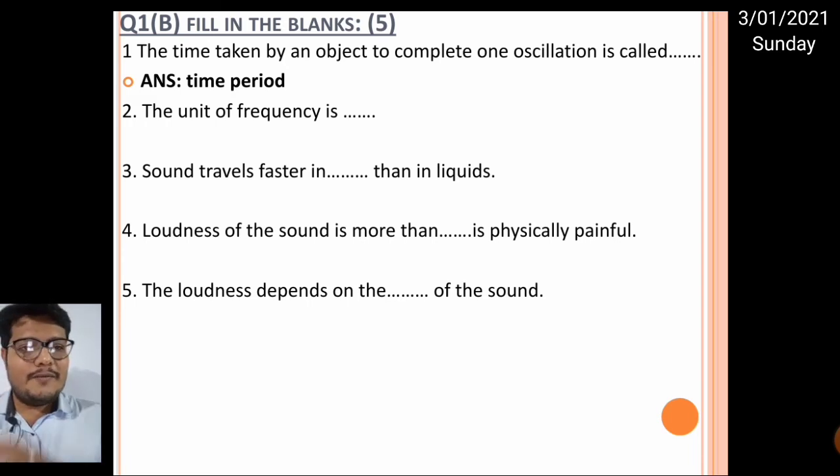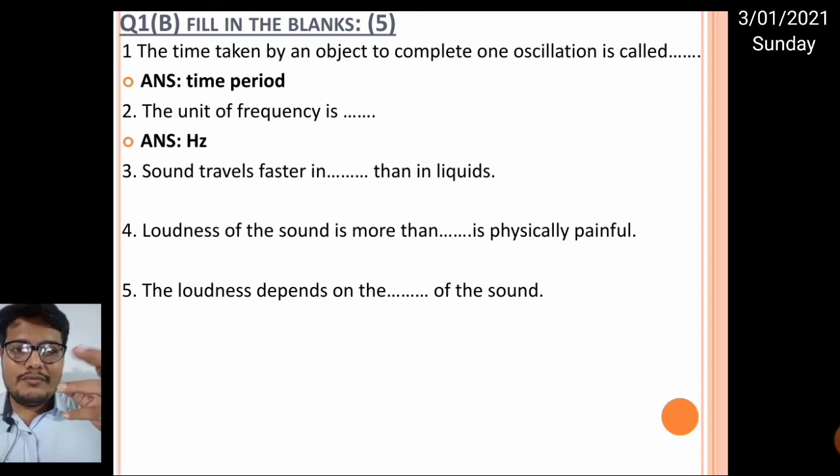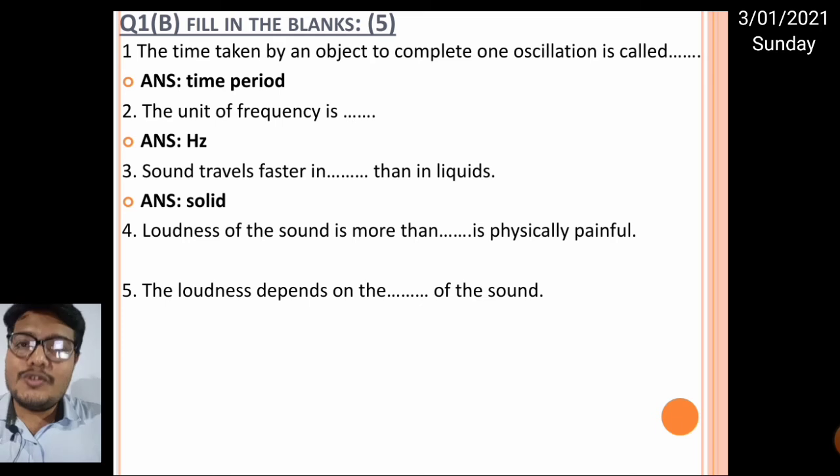Okay, the unit of frequency is, just before in the options, I told you there are 4 options for the different units. So the unit of frequency is hertz. Hz is the symbol, right? Okay, see next one. Sound travels faster in blank than liquids. Now they are talking about liquids, so gas cannot be here because sound travels less in gases. Liquids are written, so of the third one, what remains? Solid.